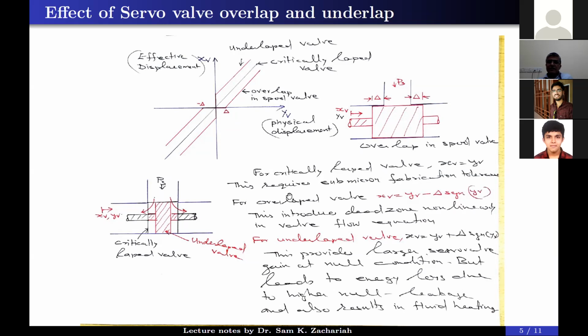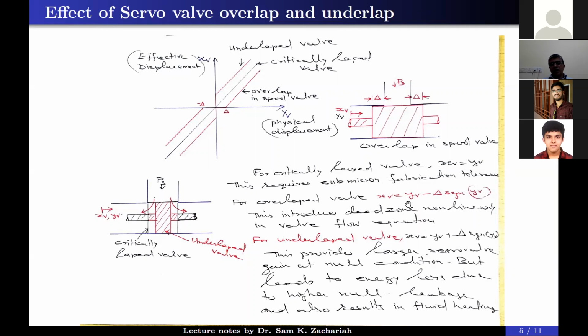For a critically lapped valve, XV is equal to YV. This requires sub-micron fabrication tolerance, which is not at all possible. Then for an overlapped valve, XV can be written as YV minus capital delta signum function of YV. For example, when YV is positive, you will get XV is equal to YV minus delta. And when YV is negative, you will get XV is equal to YV plus delta. And when YV is in between plus delta and minus delta, XV will be equal to 0.